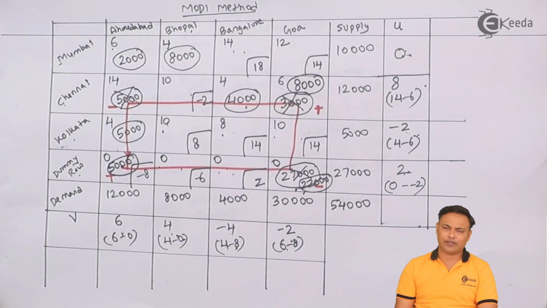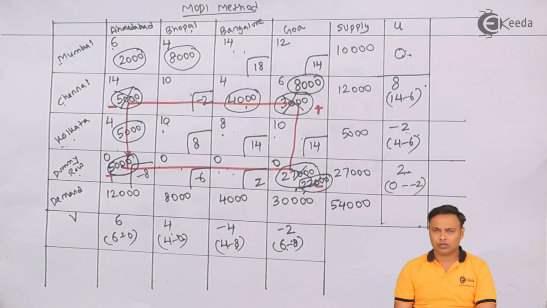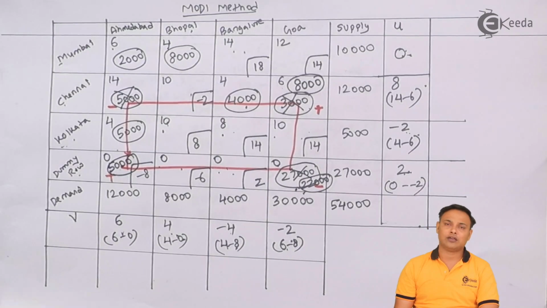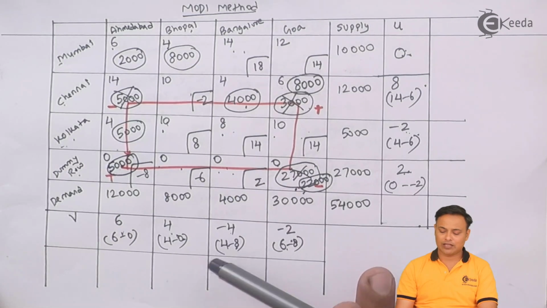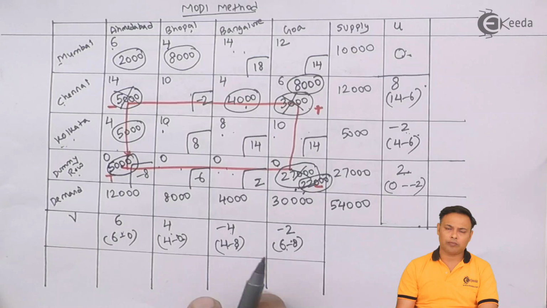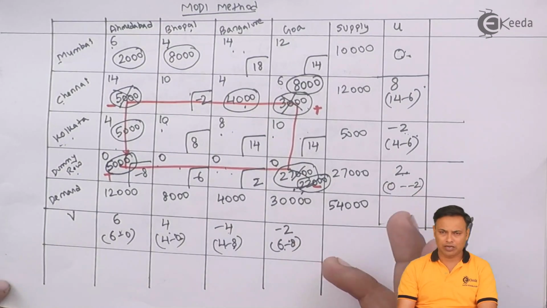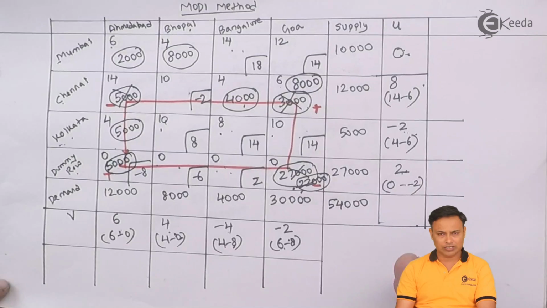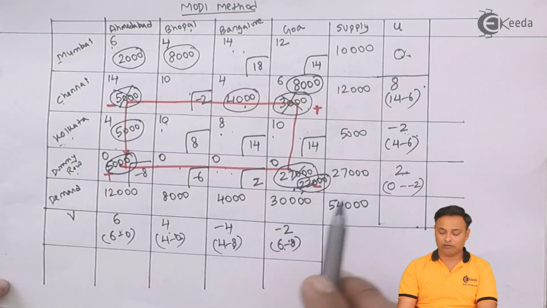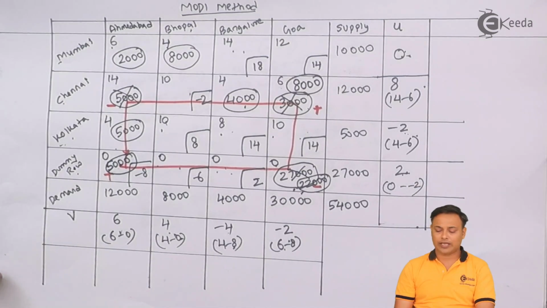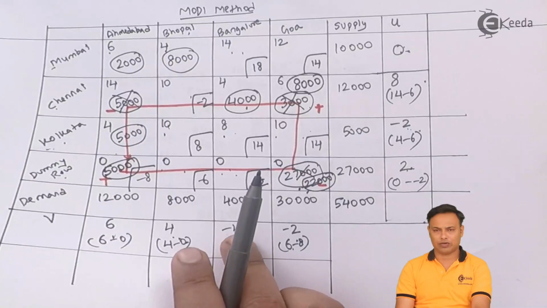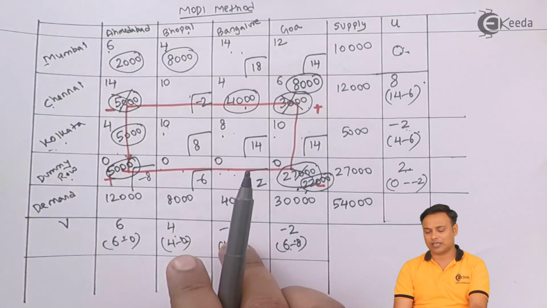Now what we have done is we have modified the solution by using the modified distribution method. However, we still need to check whether this is the optimal solution or not. For that, we'll draw a new table. We'll again apply the Modi method. Again, new values of u and v shall be calculated, and again new delta values shall be calculated. Let's jump to the next table now.